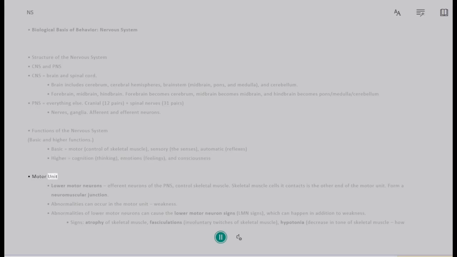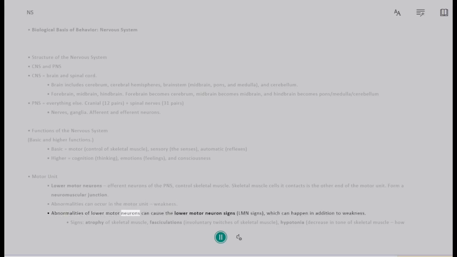Motor unit. Lower motor neurons, efferent neurons of the PNS, control skeletal muscle. The skeletal muscle cells it contacts are the other end of the motor unit. They form a neuromuscular junction. Abnormalities can occur in the motor unit, causing weakness.